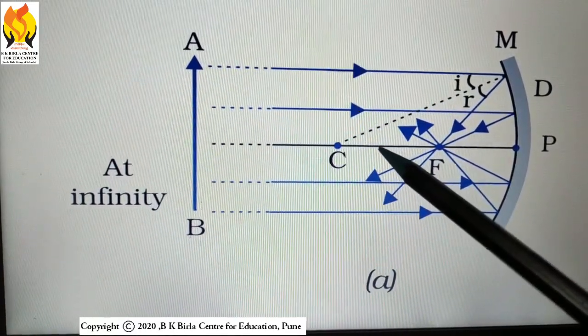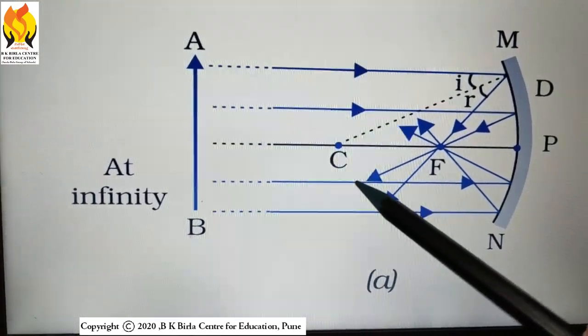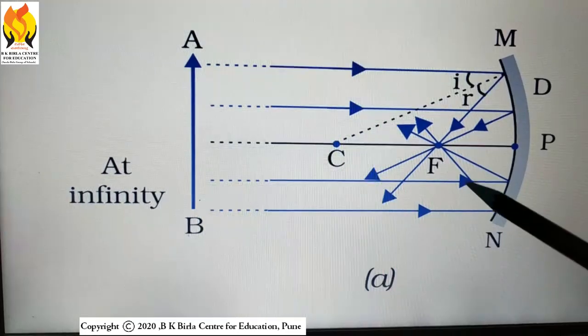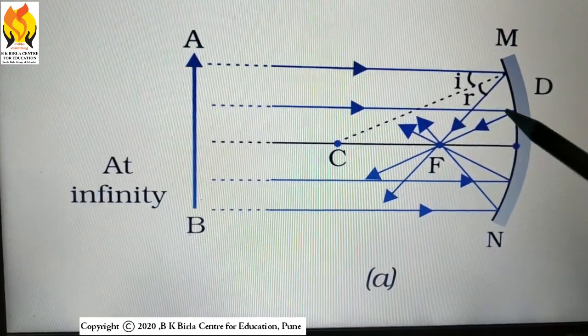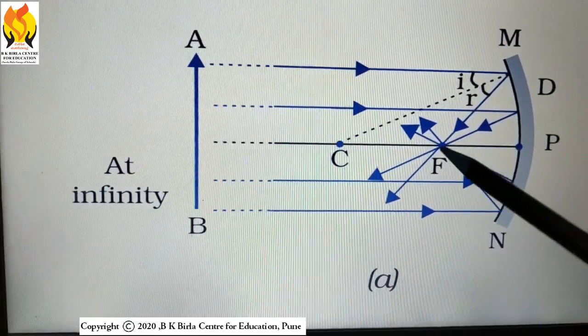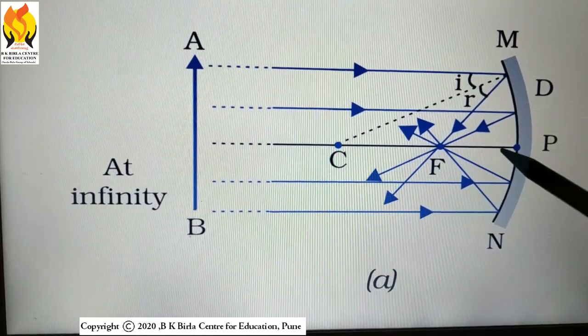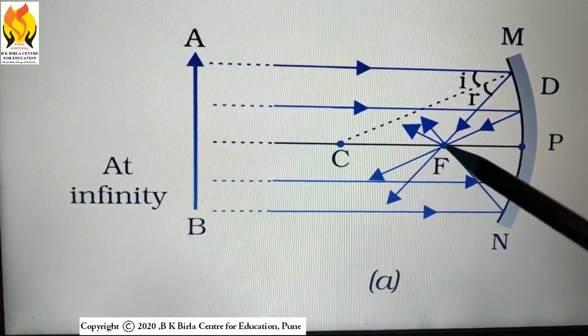Also, below this line, this is the principal axis, and below this line there are two rays. Similarly, these two rays are going towards the mirror. After the reflection, they also meet at this point. So after the reflections, all these rays are meeting at a point, and this point lying on the principal axis is called the principal focus of the concave mirror.